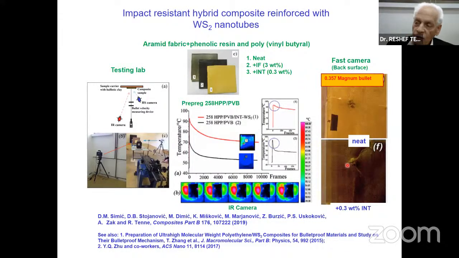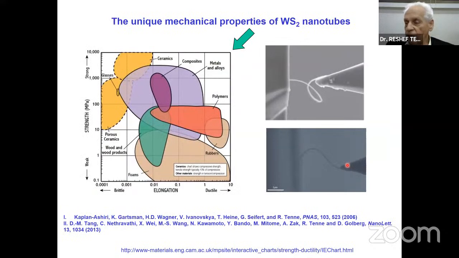So this is a beautiful demonstration of the power of this small amount of nanotubes, which can stop bullets from penetrating the body. And this is actually now being developed by several companies for a variety of products. I won't go into it, but you can get an impression of the flexibility and the strength of these nanotubes. And this is the work of Yifat Kaplan-Ashiri, who finished her PhD with me 10 years ago and longer.